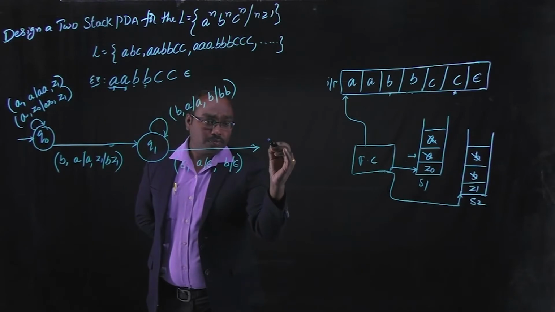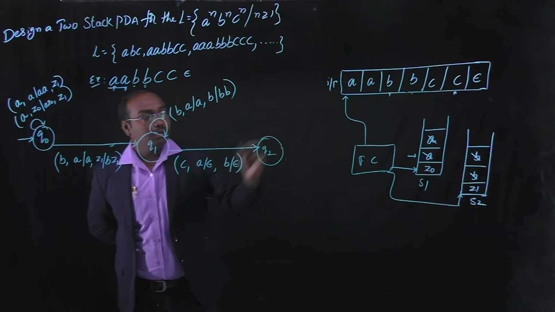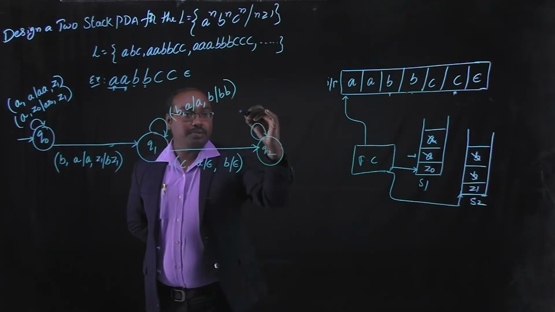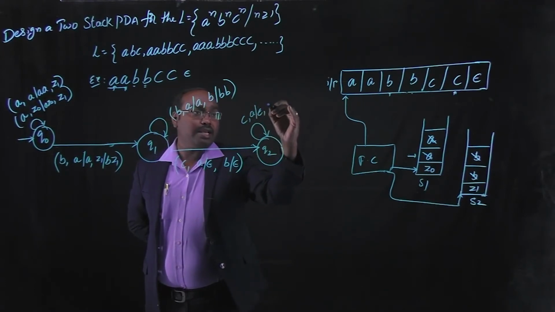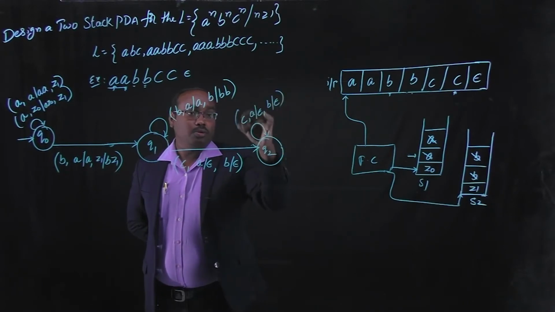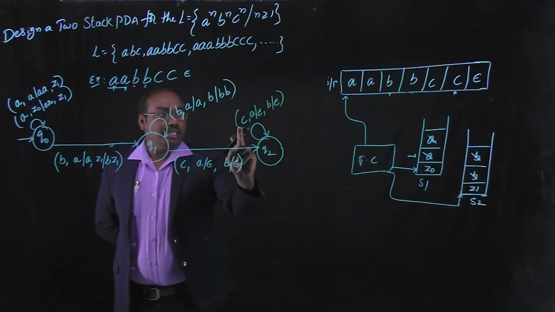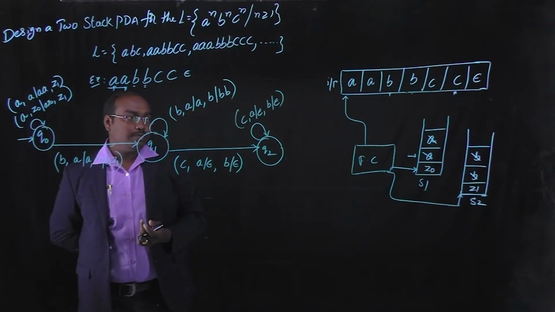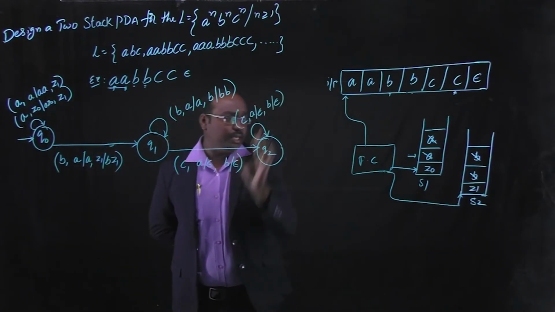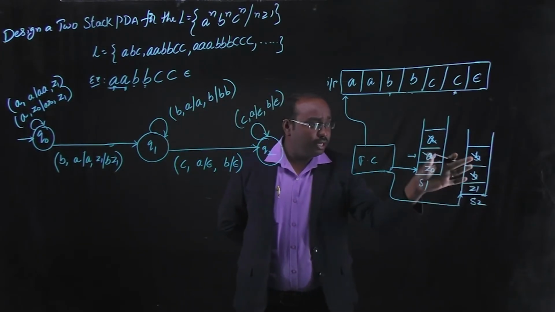So now we are moving to another state. For the number of C's, if the input symbol is C, and the top of the stack is A, we can pop that element from the stack, and also remove B from stack 2. Okay. So for all C's we can remove A's and B's from the stacks. So in this situation all A's from stack 1 and all B's from stack 2 should be removed.